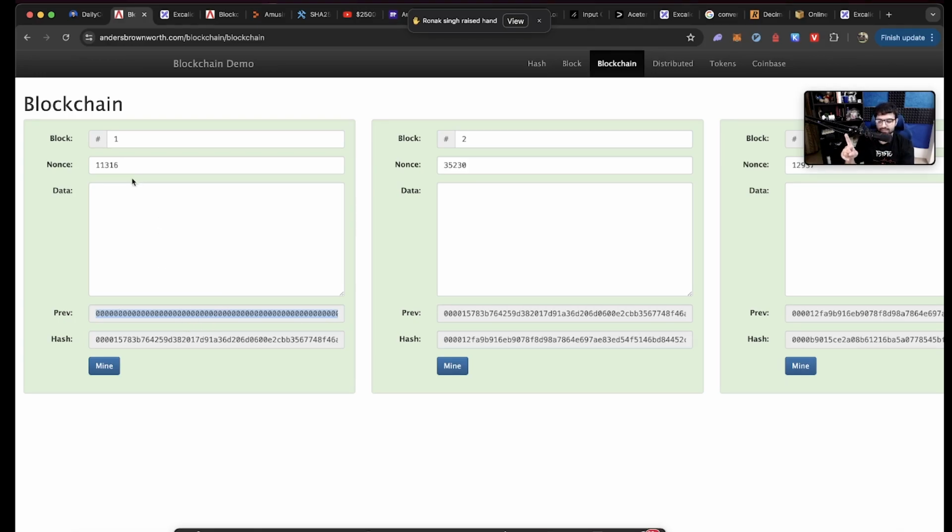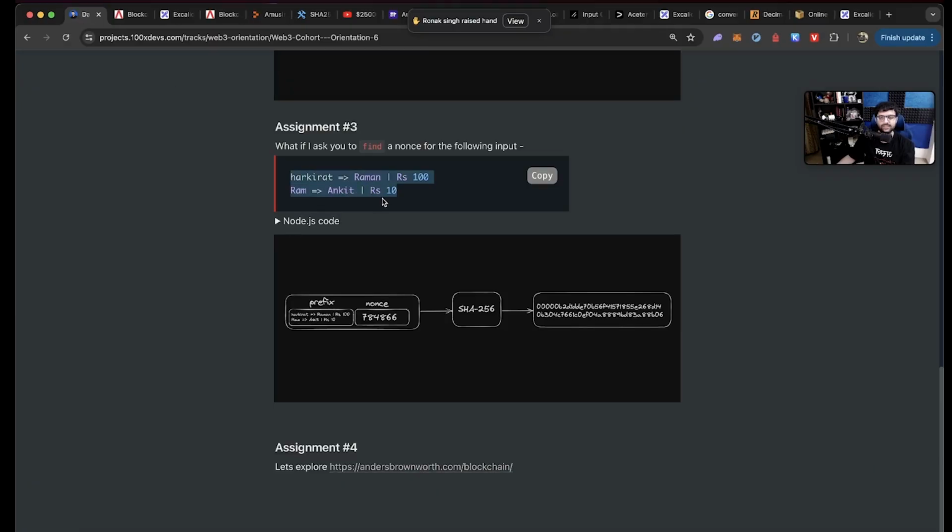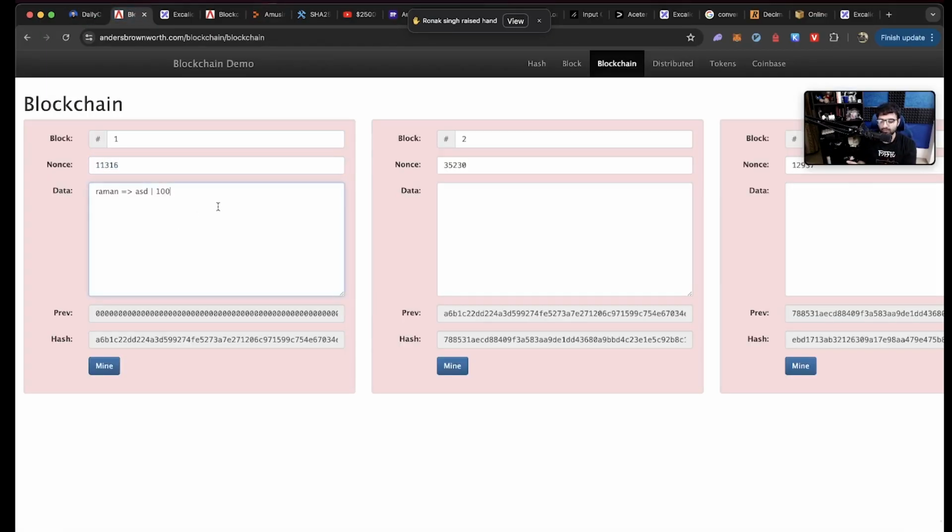My input is not just the data that money went from Raman here for 100. It is the data and the previous block's hash for which I find the nonce. I repeat, I don't simply find the nonce for this. I don't simply find the nonce. What comes after this that starts with a bunch of zeros? What comes after this plus the previous block hash? Find the nonce for that. When I click on mine, I'm trying to find the nonce for this input plus this previous hash. So something like this. Whatever this hash is over here, just put it at the end of the data, let's say.